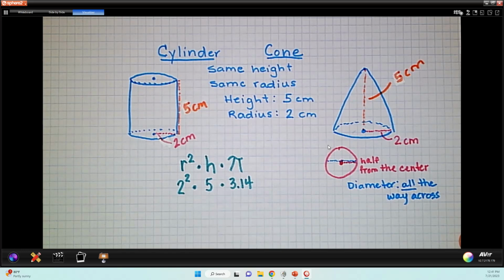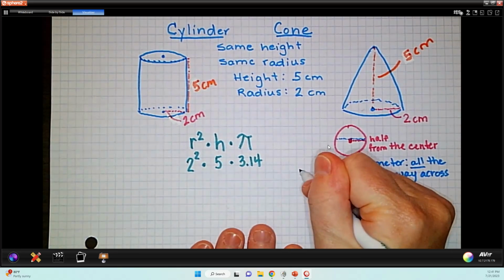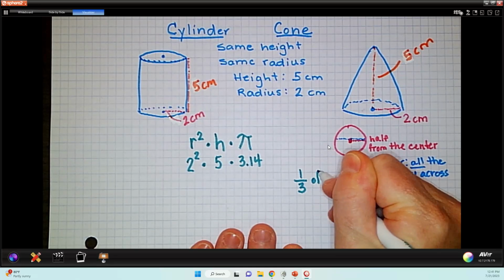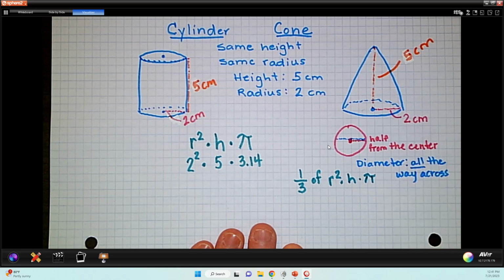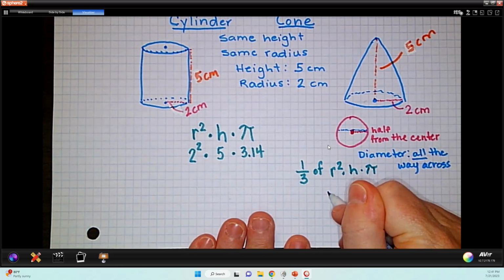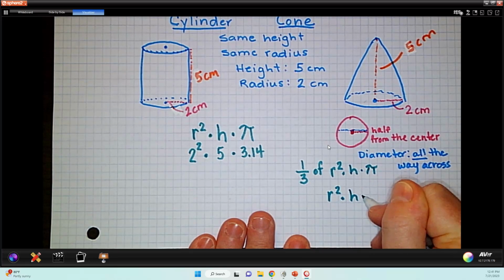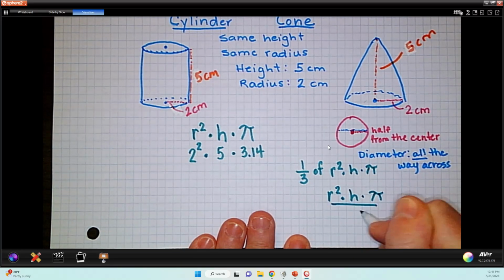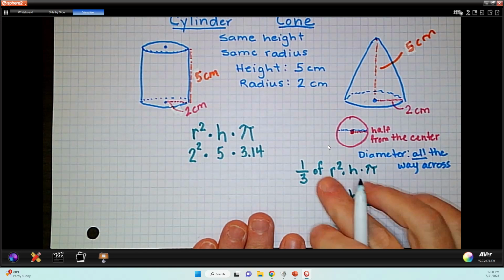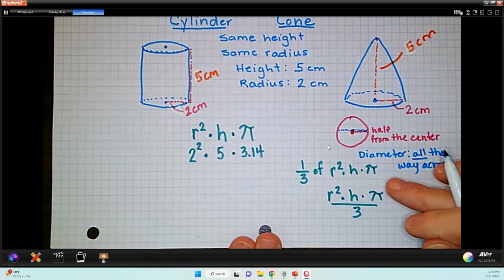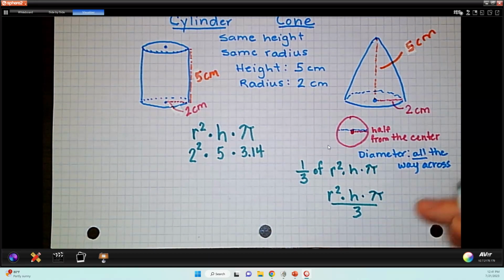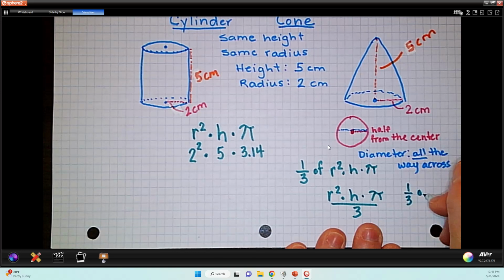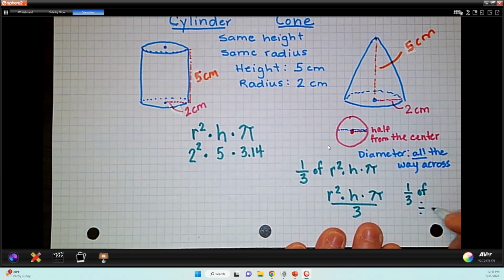Now our cone is the exact same thing, but 1/3 of the cylinder. So we could look at this as 1/3 of radius squared times height times pi. Or students could look at this as radius squared times height times pi divided by 3. So they could do 1/3 times radius squared times height times pi, or they could do radius squared times height times pi divided by 3, because 1/3 of is the same as divide by 3.